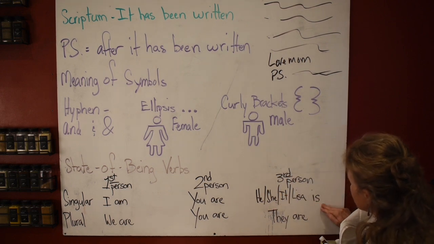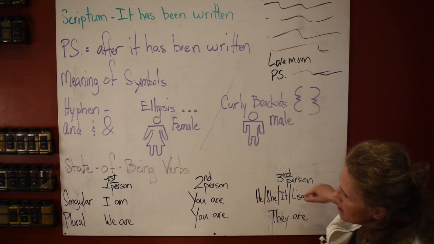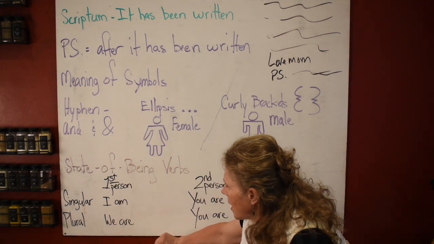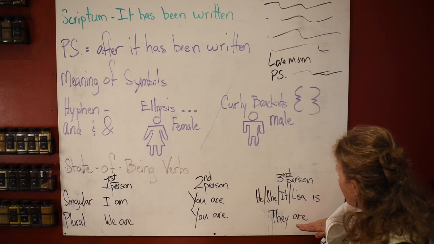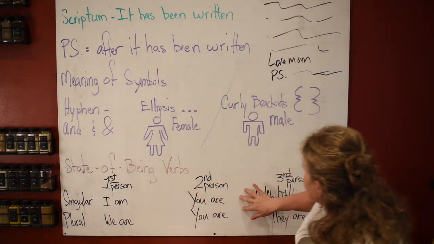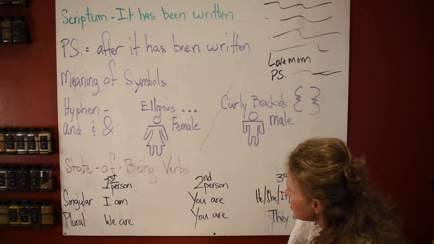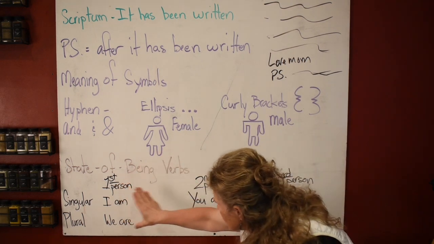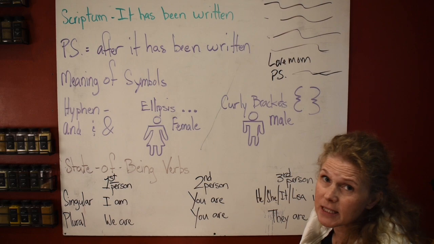Remember, is goes third person, it's singular. Plural's easy because we just say are, and are. It doesn't matter which person you're in, but that's what you do. So remember this. This is vitally important that you remember this. This is how you construct your sentences.